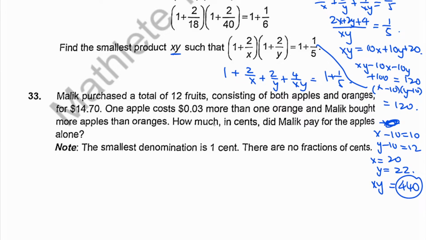Question 33. Malik purchased a total of 12 fruits consisting of both apples and oranges for 14.70. One apple costs 3 cents more than one orange. Malik bought more apples than oranges. How many cents did Malik pay for the apples alone?